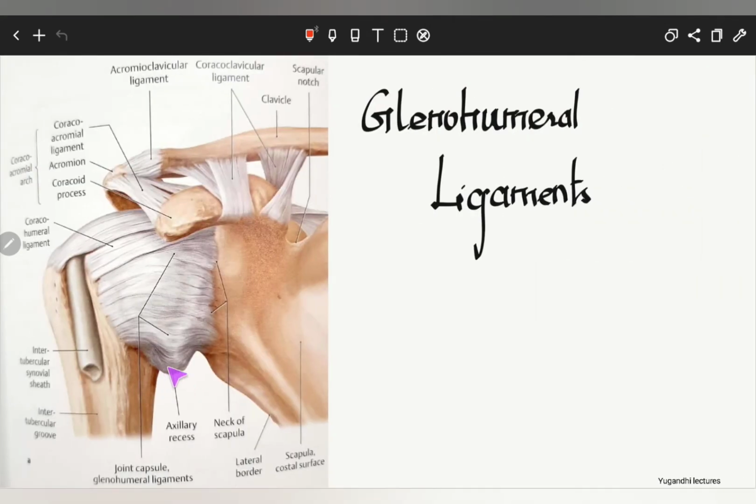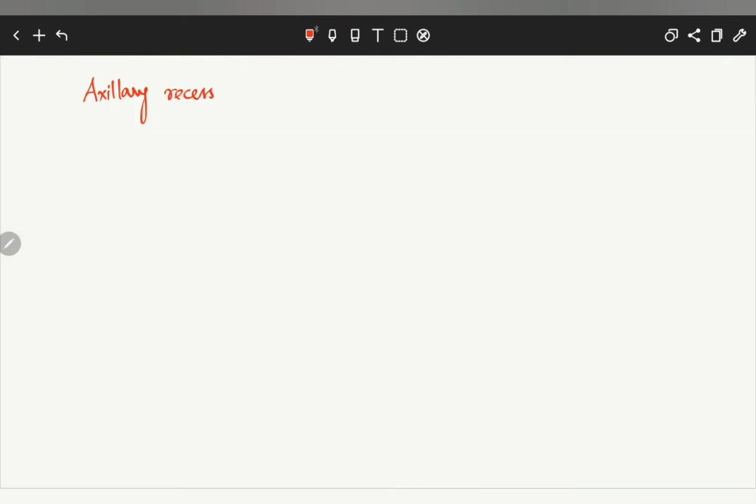So you can see here there is some extension of the capsular ligament inferiorly, and it is called the axillary recess. So what is the importance of the axillary recess? Axillary recess is nothing but a redundant fold that is extending inferiorly from the capsular ligament. So it helps mainly in the abduction of the shoulder joint.